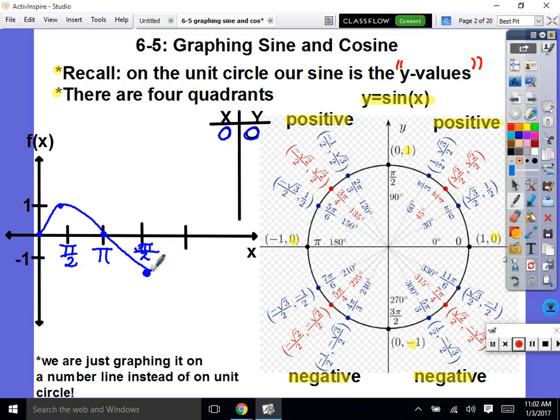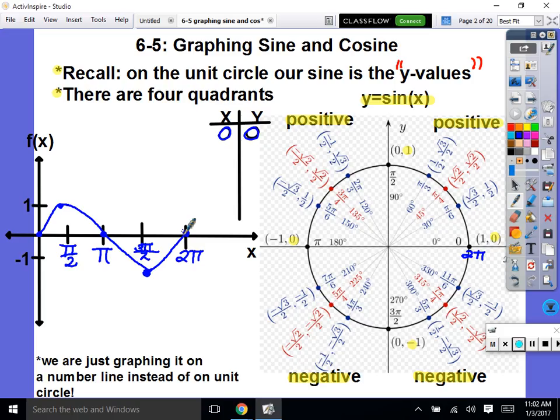Then after that, notice we're negative, but it's getting larger and larger here. So now we're going back up till at 2 pi. We're going back up, even though they're negative, till at 2 pi, which is right here, we're back to 0. Now we have just graphed a full cycle of sine. Does everybody see how that works?